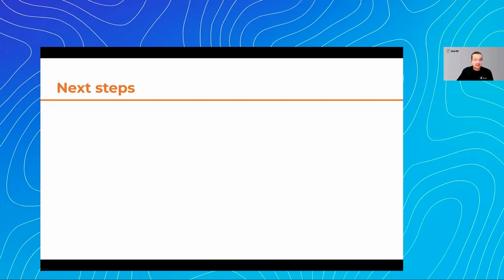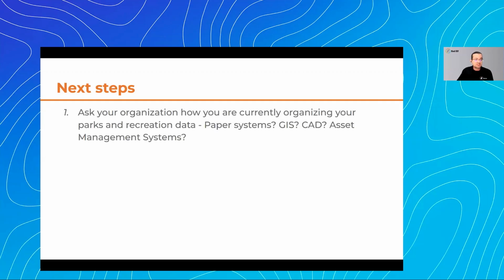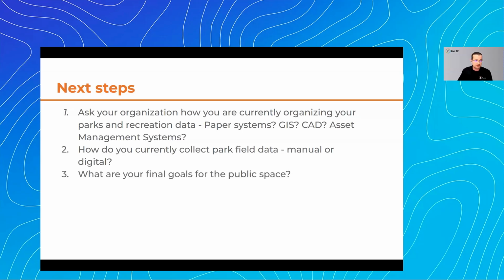So what are the next steps? Let's wrap up. First, you need to ask your organization, how are you currently organizing the parks and recreation data? Are you using paper systems, GIS systems? Maybe you're using CAD systems. Or do you have a full-on asset management system like Cityworks? Are you actually currently collecting park field data manually or digitally? Did you hire a contractor to do it? What would be your final goals for the public space? So having some foresight and predictive nature into what you want this area to be.